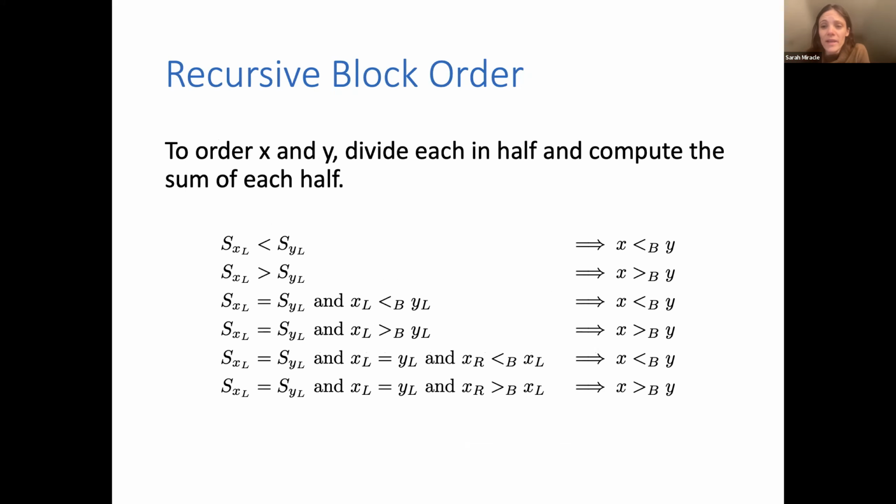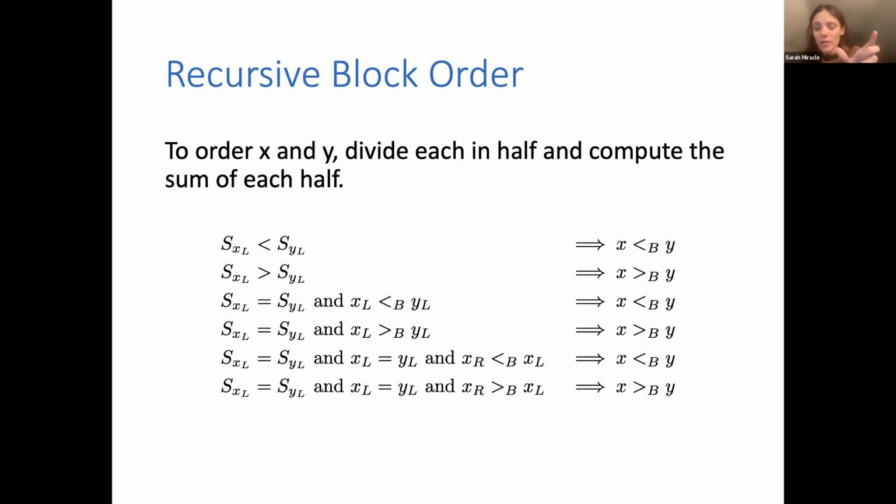The other ranking algorithm is based on what we call recursive block order. As far as we know, this is not an ordering that has been used before. To describe this order, if you want to order two vectors according to recursive block order, you divide the vector in half and look at the left sum and the right sum. If the left sum is smaller, it's going to be smaller in the order. If the left sum is greater, it's going to be later in the order.